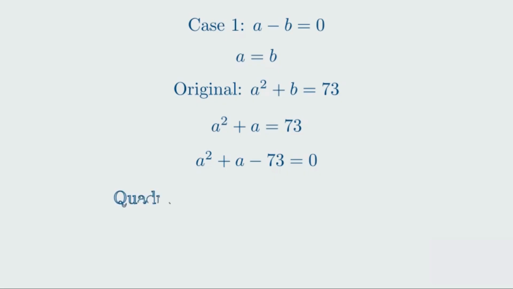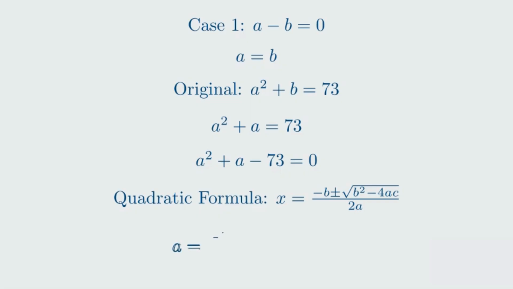The quadratic formula is negative b plus or minus the square root of b squared minus 4ac, all divided by 2a. In our equation, a squared plus a minus 73 equals 0, the coefficient a is 1, b is 1, and c is negative 73. Let's plug these values into the formula. We get -1 plus or minus the square root of 1 squared minus 4 times 1 times negative 73, all over 2 times 1.